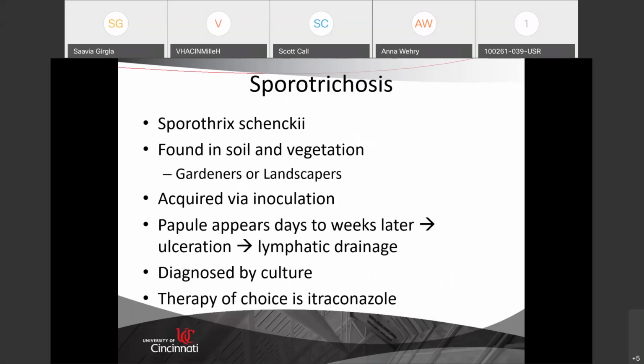The last two I wanted to go over, these were the last two within the mix that I didn't actually think would be in there, but I wanted to just mention them. Sporotrichosis, remember this is found in soil and vegetation. So you see it in your test stem for boards, if they're going to have a gardener or a landscaper that pricked his finger or her finger, because it's acquired via inoculation. Usually a papule appears first and then it ulcerates and then it goes up your lymphatics. You get a lymphangitis type picture, and that's it, but it takes a long time. So it's days to weeks later. It's not a rapid spread. This is diagnosed by culture, and the treatment of choice is itraconazole.